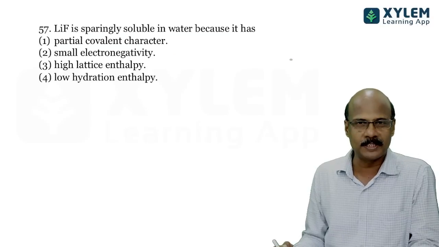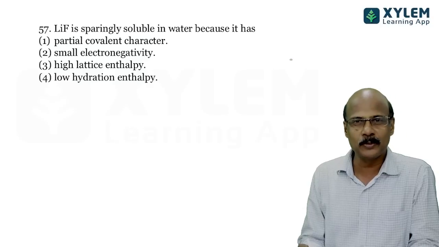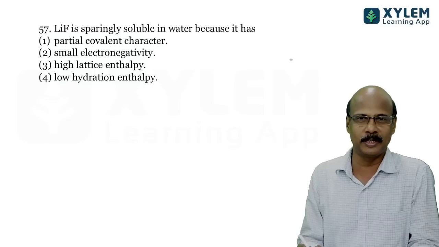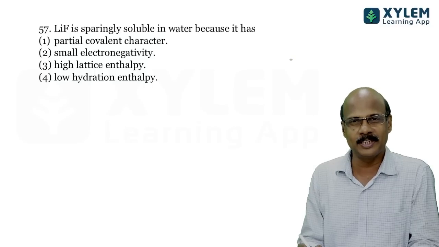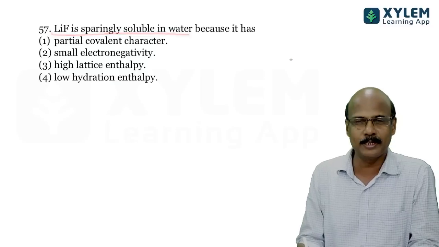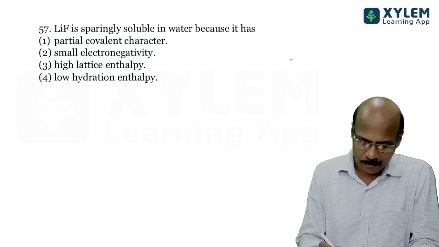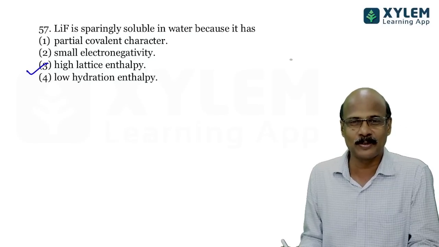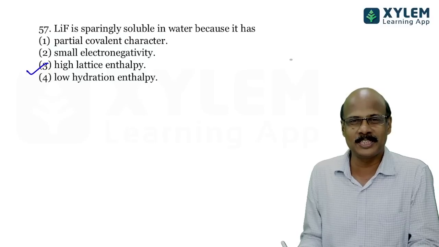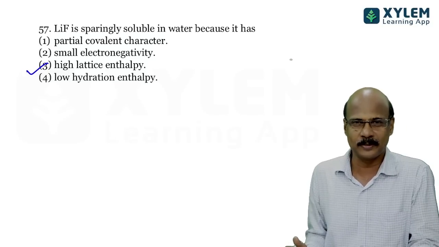What about question number 57? We know that all alkali metal halides are highly soluble, but among them there are two alkali metal halides that are not soluble in water. They are lithium fluoride and cesium iodide. Lithium fluoride is sparingly soluble because of very high lattice enthalpy. Why is cesium iodide less soluble? The low solubility of cesium iodide is due to very low hydration enthalpy. All other alkali metal halides are easily soluble in water.